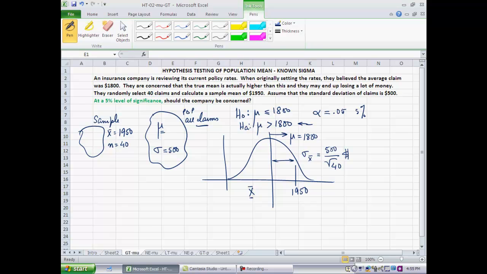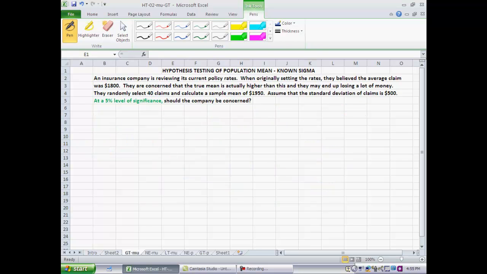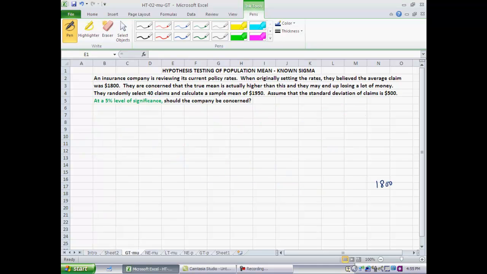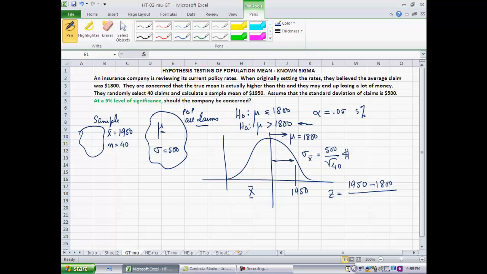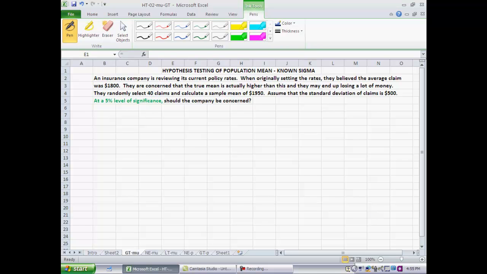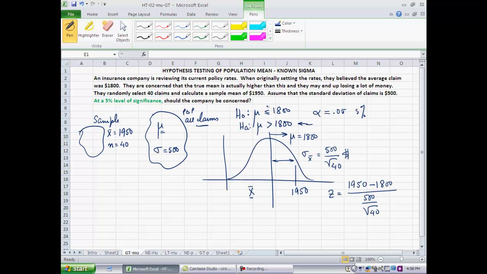So the usual process of deciding whether a value is really extreme or not is simply to standardize it. So here we have our z-score. This is our standardizing. So the sample statistic is 1950. Is it really extreme? So what do I do? I subtract it from 1800, which is the presumed mean, and divide it by the standard deviation of the sample mean, which is simply 500 by square root of 40.